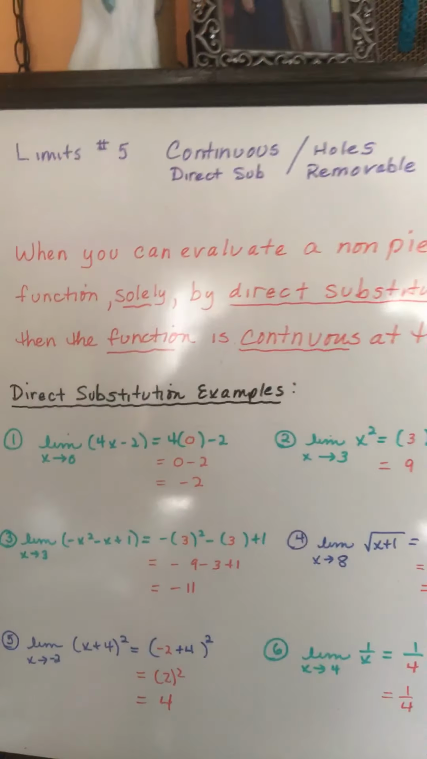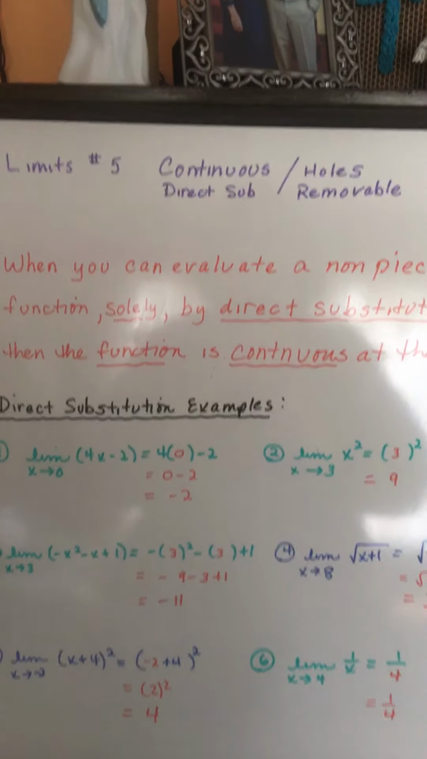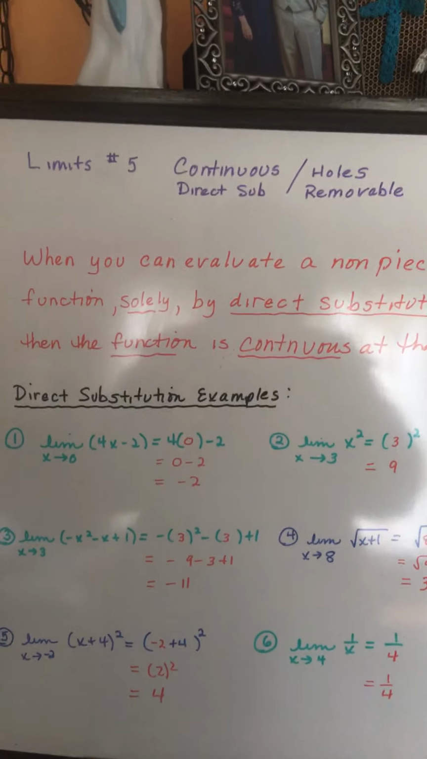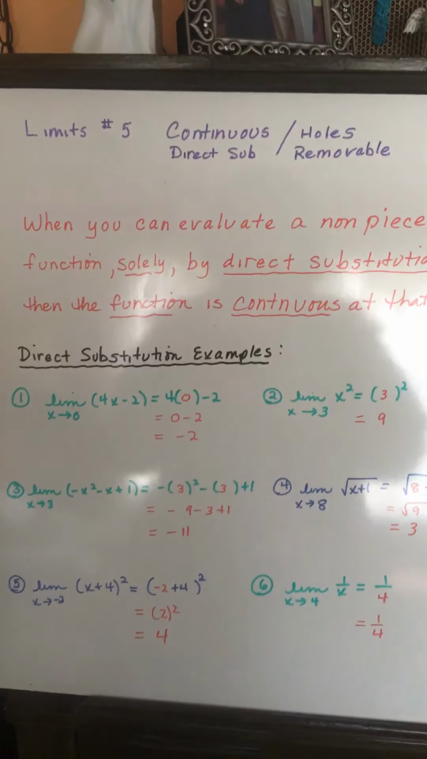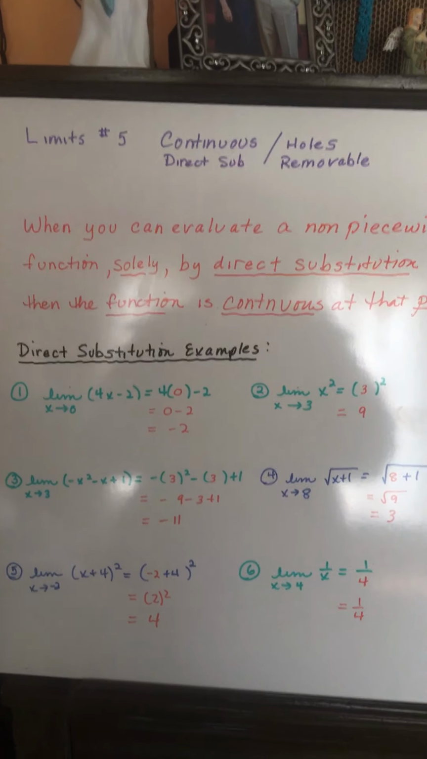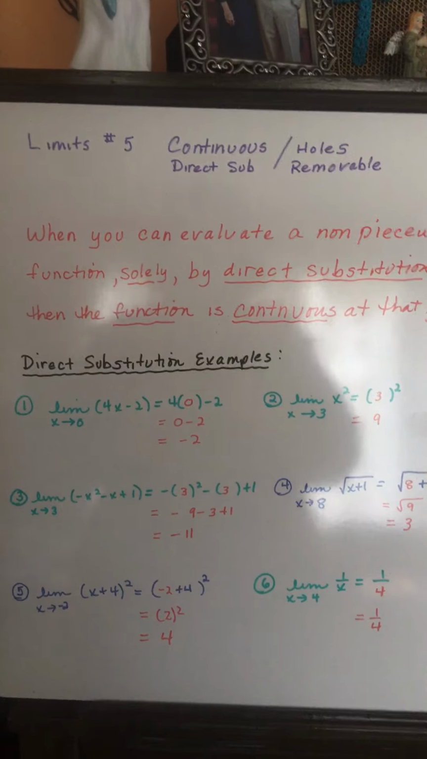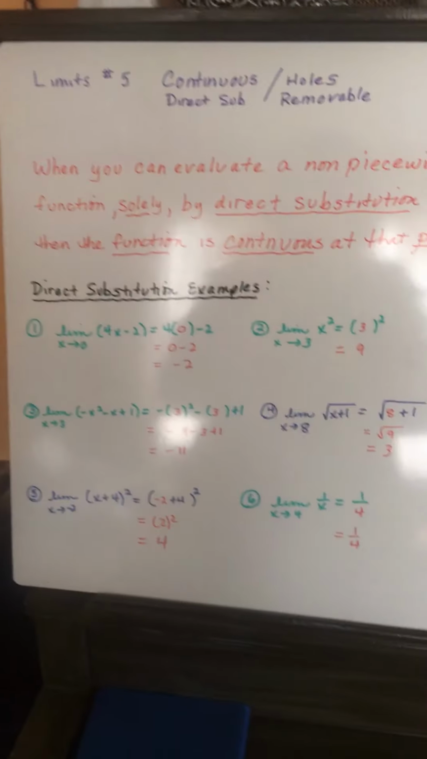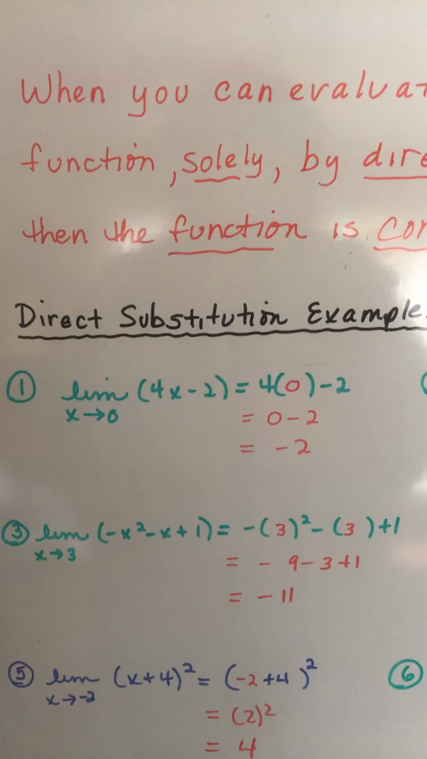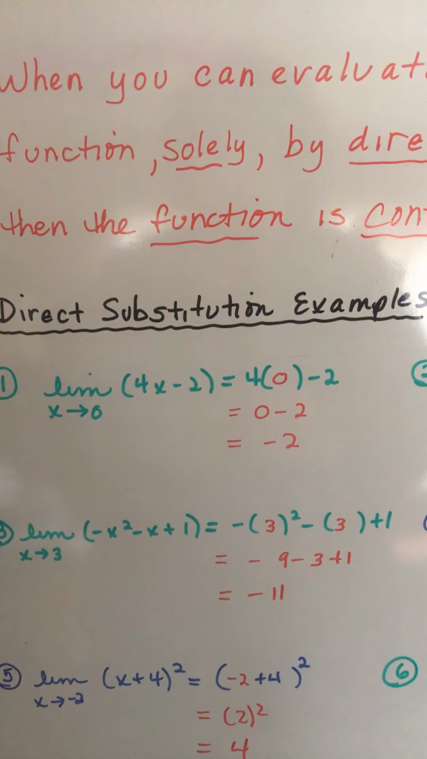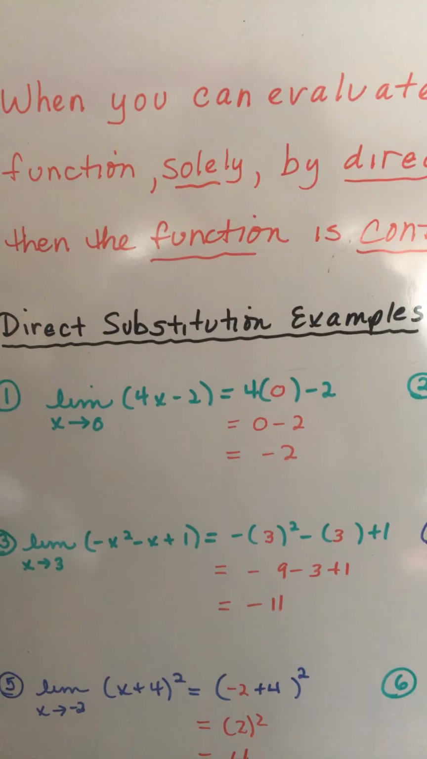This video is for Limits 5, and we're going to discuss how you do direct substitution and how you deal with holes, which we will talk about being removable. When you evaluate a non-piecewise function solely by direct substitution, plug and chug, the function will be continuous at that point. So, when I look at my first problem, the limit as x approaches 0 of 4x minus 2, I directly substitute the 0. I have no issues.